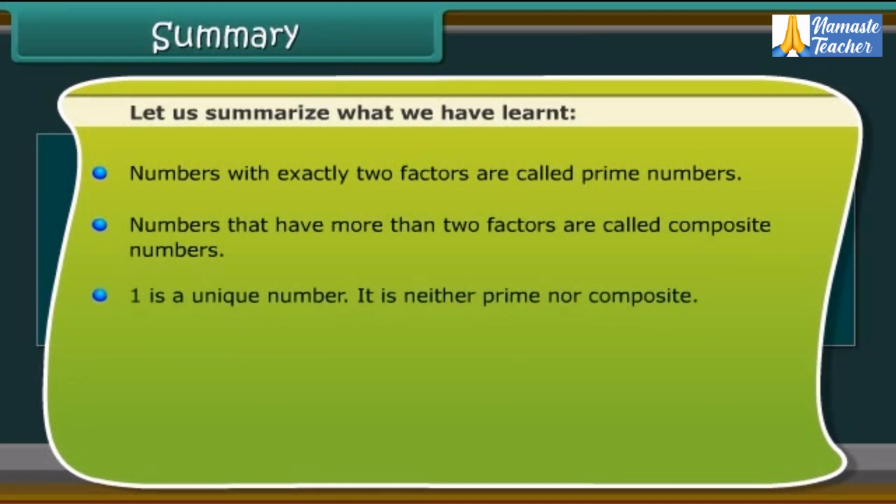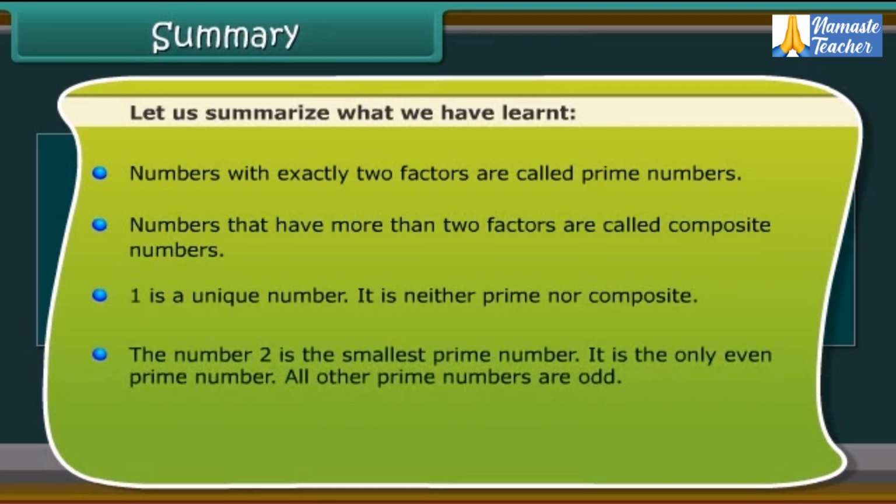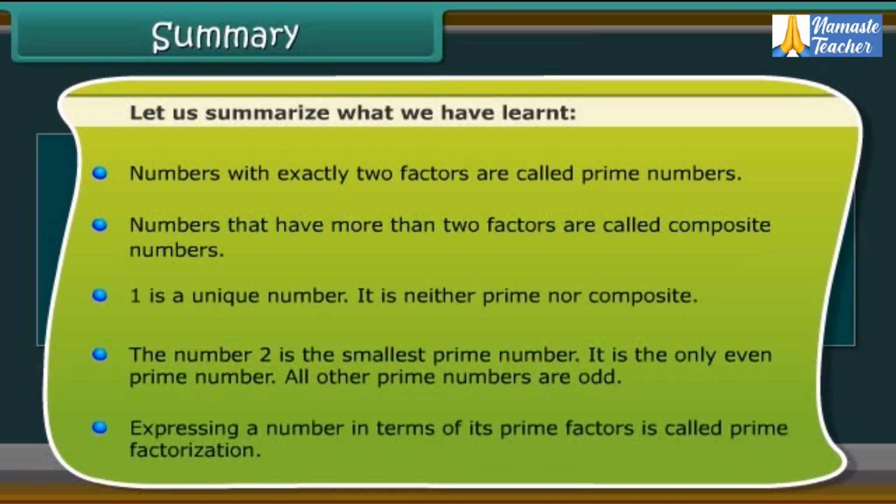1 is a unique number. It is neither prime nor composite. The number 2 is the smallest prime number. It is the only even prime number. All other prime numbers are odd. Expressing a number in terms of its prime factors is called prime factorization.